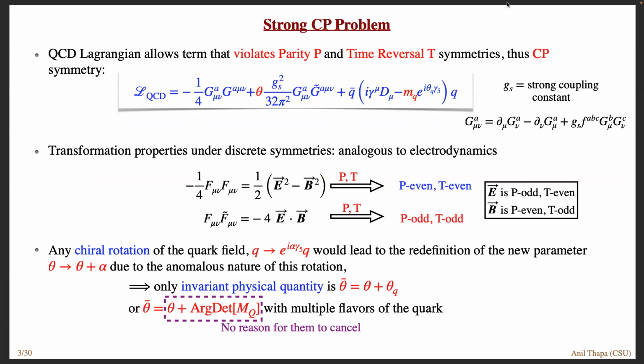As you know, for the strong CP problem, the QCD Lagrangian allows the theta term. It allows the term that violates parity and time reversal. Through CPT, it also violates CP symmetry. So this theta bar term violates parity and time reversal.